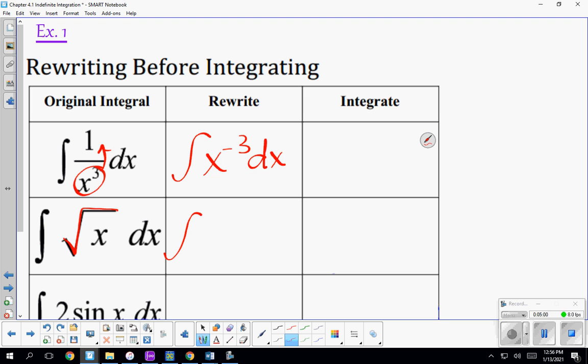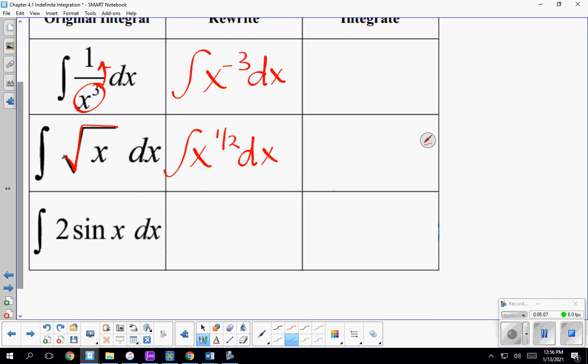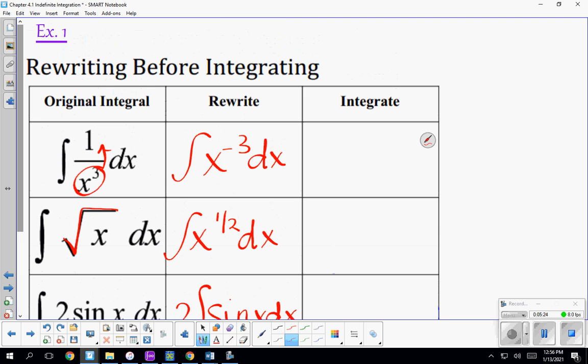Okay? The next one, it's written as a radical. So again, it needs to be written as a power. So we're going to write it as x to the 1/2 power. And then finally out here, if you have a coefficient, you can bring it out front because it's just going to drop down. That does not work if there's any type of addition in here. But if it's a coefficient, it can come out into the front, but it doesn't have to.